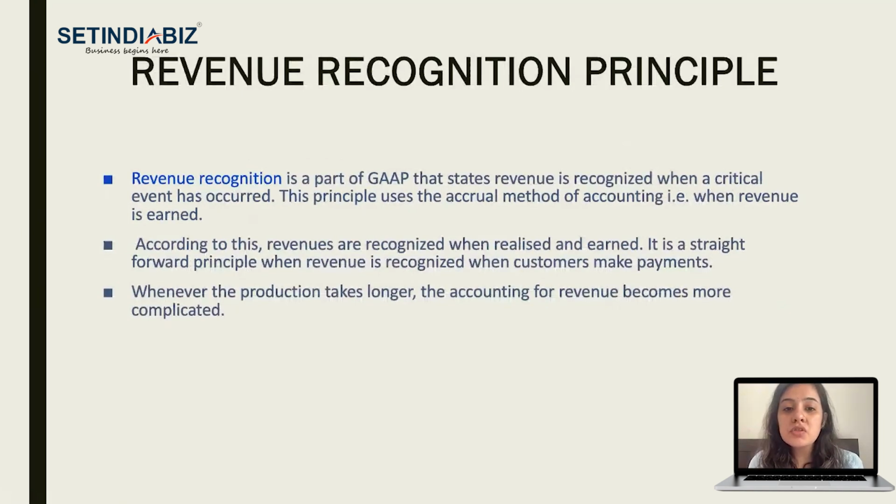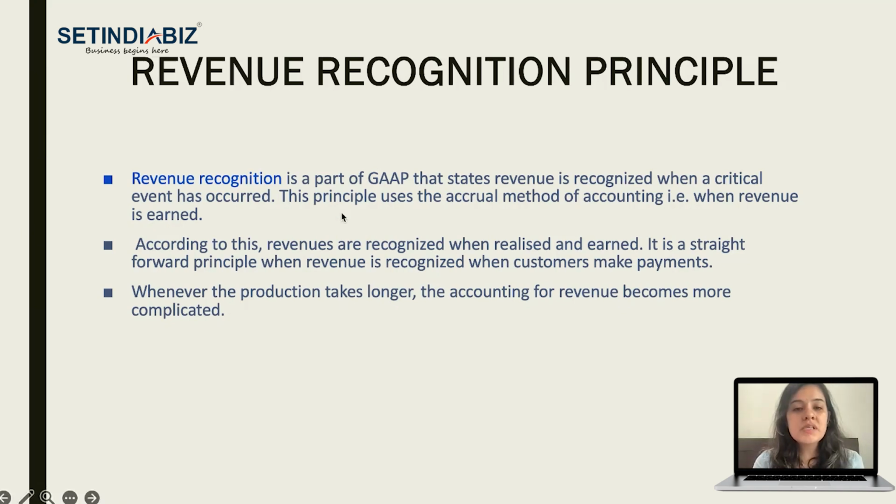Revenue recognition is a part of GAAP that states revenue is recognized when a critical event has occurred, right? So revenue recognition, I'll just brief you before explaining further. Revenue recognition means whenever that transaction has occurred. Remember the accrual principle means whenever the event has occurred, we should record it in that accounting period. For example, if I am making sales in January and the payment is due in April, I will record it in the previous financial year from 1st April to 31st March, right? So whenever the revenue has occurred, we should recognize it in that particular period, in that particular month.